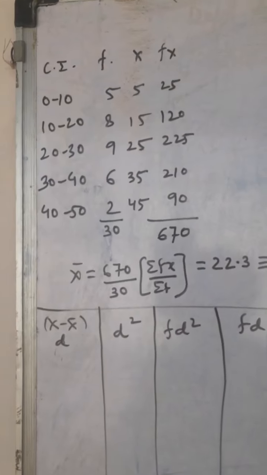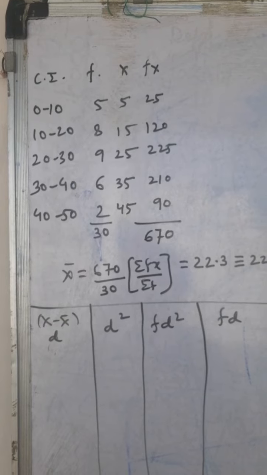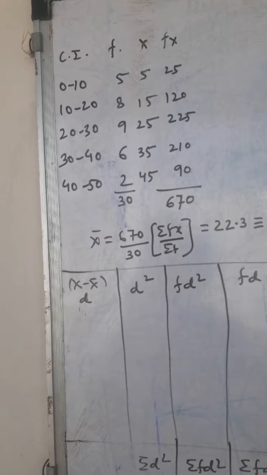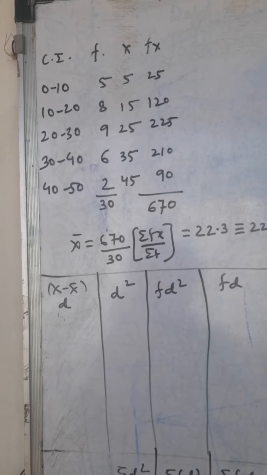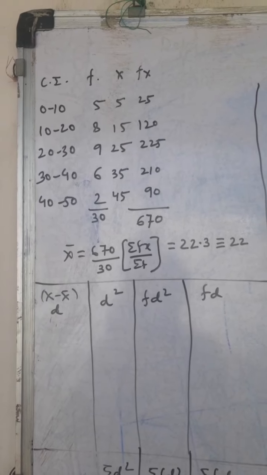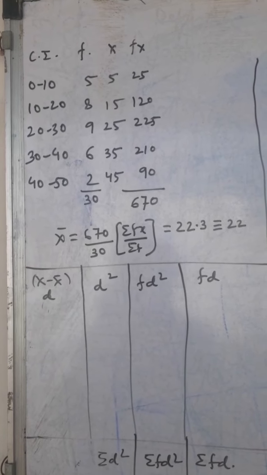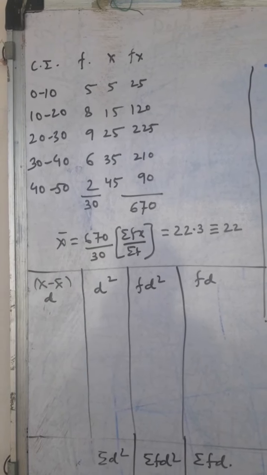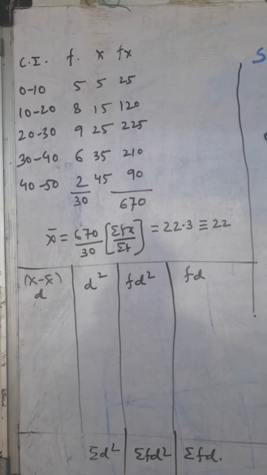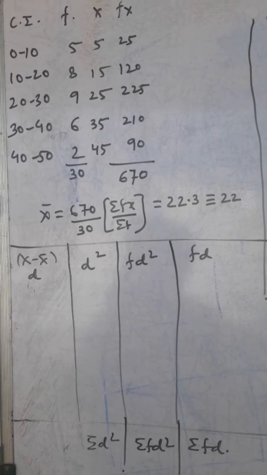Understood? So here I have put a dummy question. Class intervals are 0 to 10, 10 to 20, up to 40 to 50. f is given, x is given. We need to calculate x bar because d equals x minus x bar. I have previously solved this with the direct formula summation fx upon summation f. Summation fx is 25, 120, 225, 210, 90. So the mean has come 22.3, which we can take as 22 in round figure.